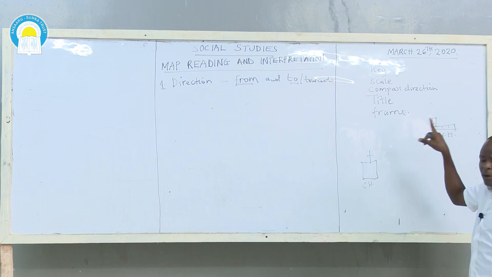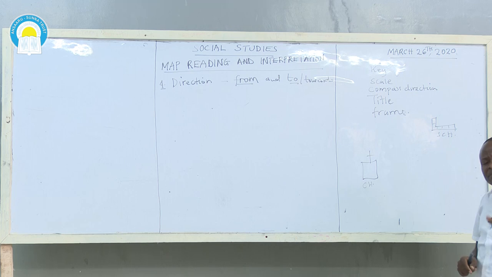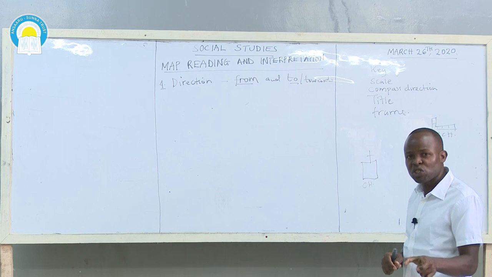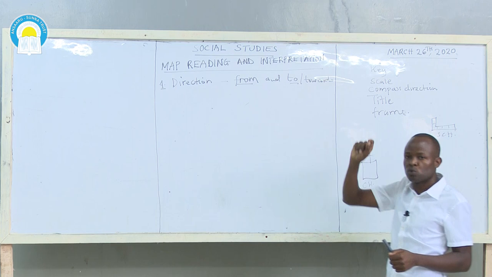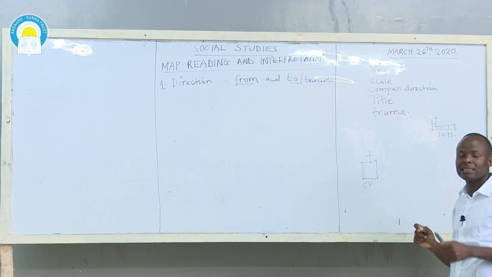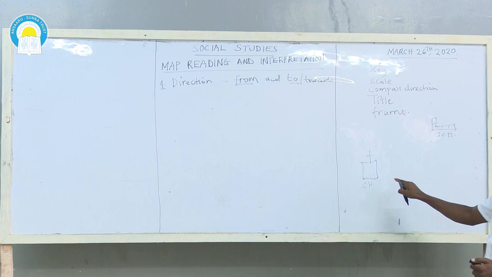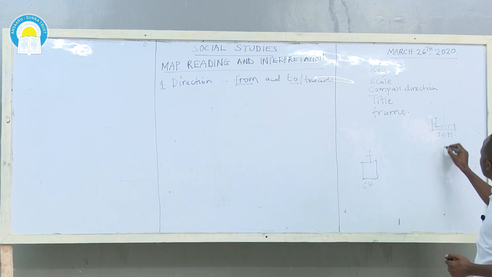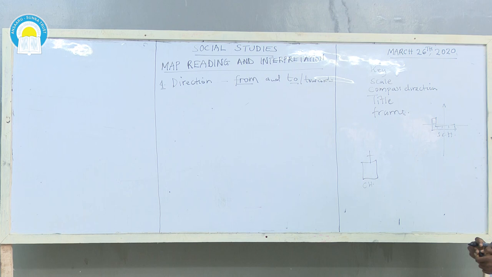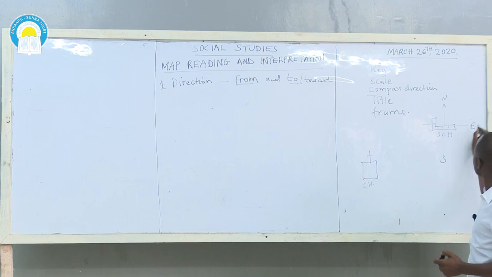So, where are we going to draw our compass direction to tell the direction of the church? Compass direction is drawn at the place mentioned immediately after the word from. This is where we are going to draw our compass direction for us to get the direction of the place asked in the question. Like, now, here we are asked the direction of the church from the school. So it means this is where we are going to draw our compass direction. And a compass direction has got four cardinal points. We have north, south, east, and west.